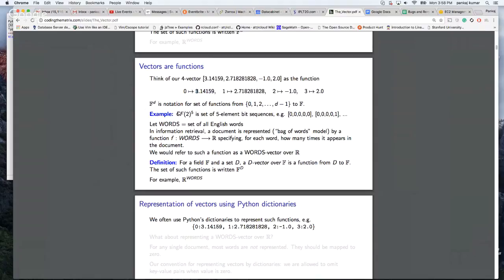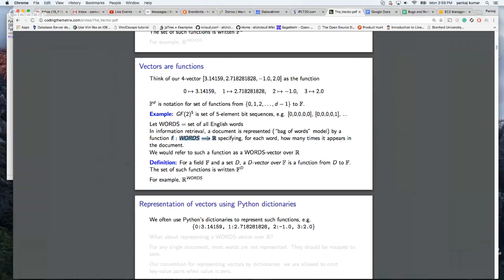For example, GF2^5 is a 5-element bit sequence. Also, in document retrieval you can have a vector from words to R. Each word has a score, for example. So here it will be R^words. That notation means all functions from words to R, and that could also represent a vector.